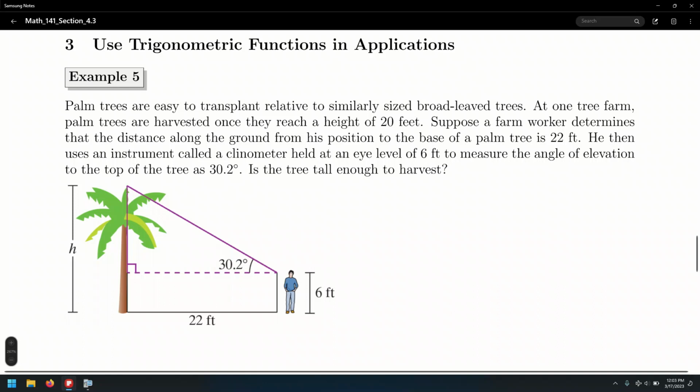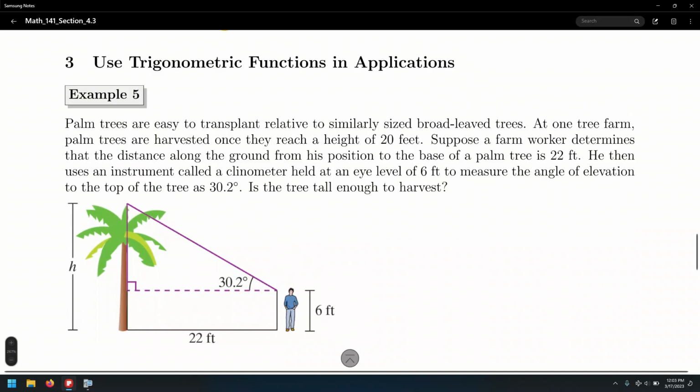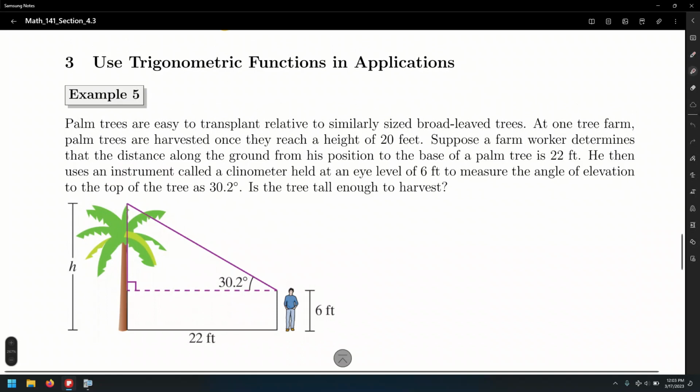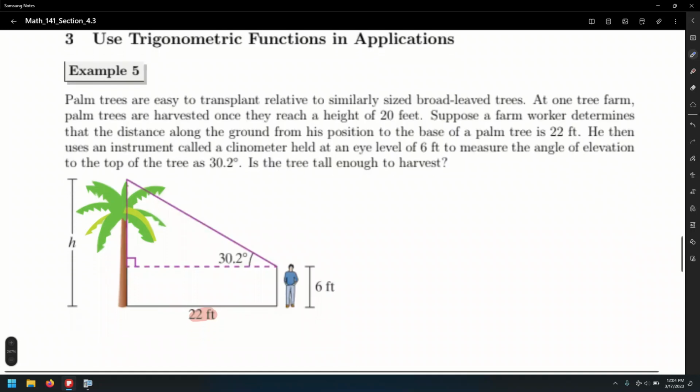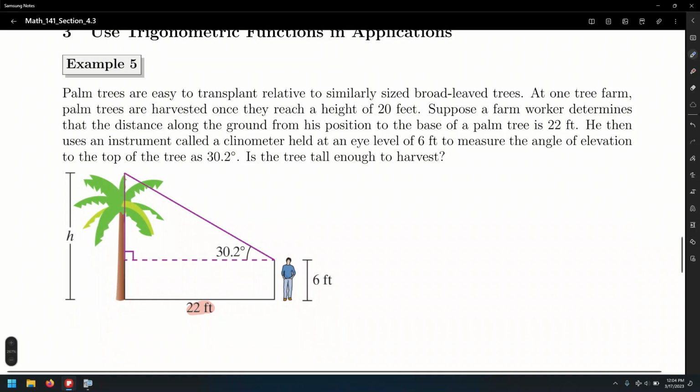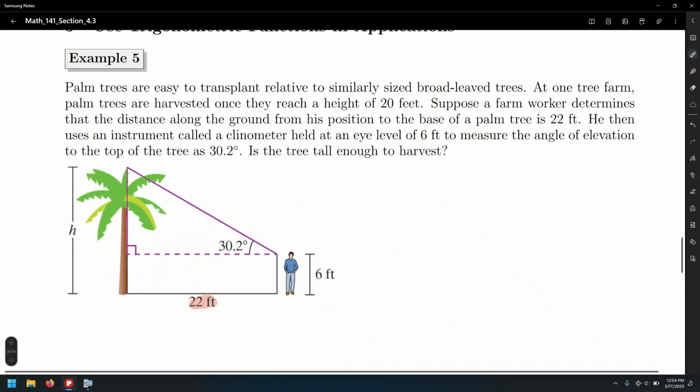Suppose a farm worker determines that the distance along the ground from his position to the base of the palm tree is 22 feet, which is this distance right here, that horizontal distance. He then uses an instrument called a clinometer held at an eye level that is 6 feet to measure the angle of elevation to the top of the tree, and he finds that the angle is 30.2 degrees. Now the question here is: is the tree tall enough to be harvested?